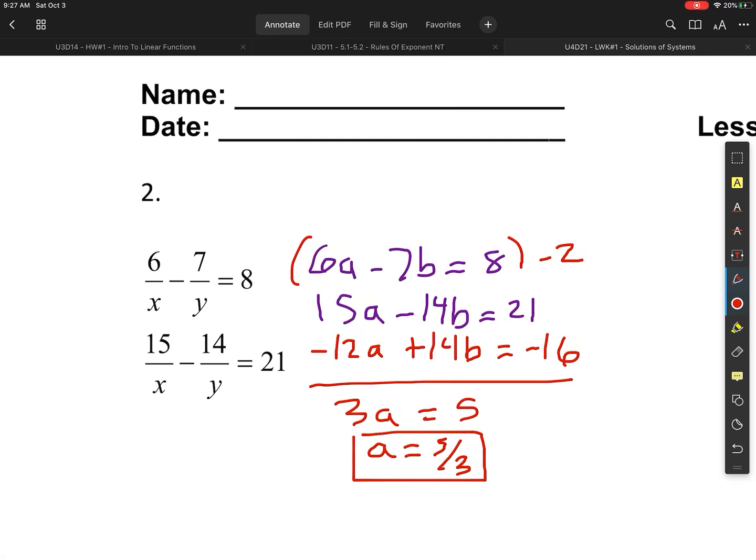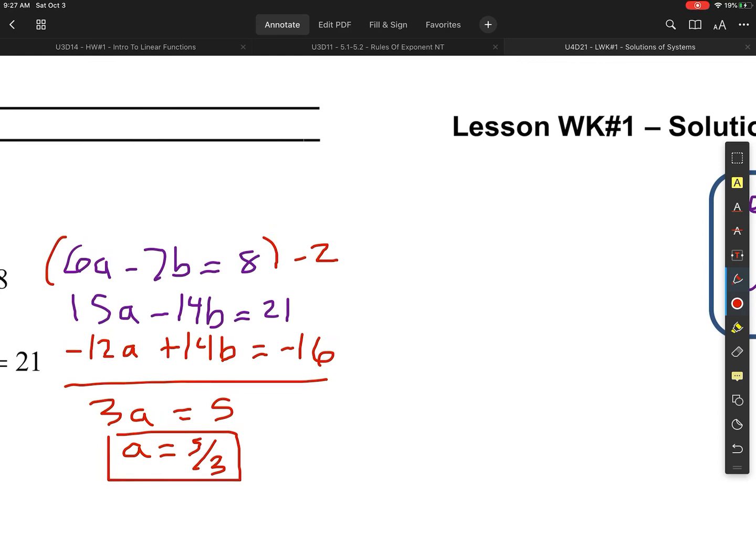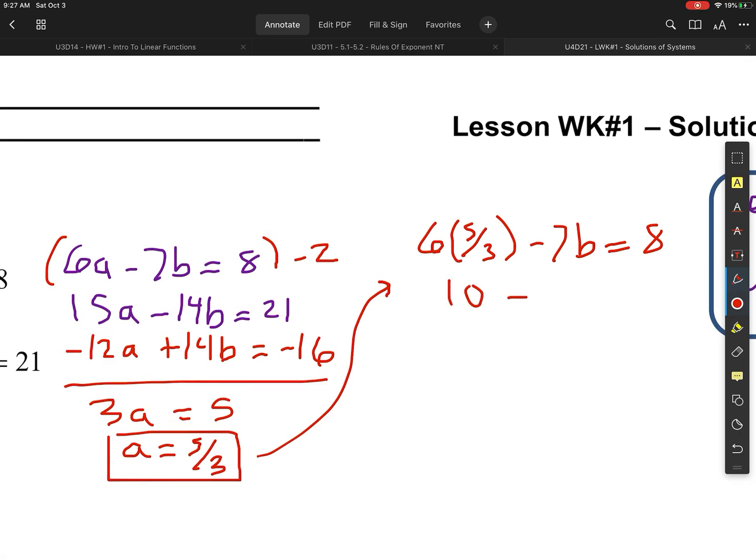Alright, now I got 5/3. That's not a terrible fraction to work with. I can deal with that. So I'm going to plug in. I'm going to do substitution right now. 6 times 5/3 minus 7b equals 8. So that's going to be 10 minus 7b equals 8. Negative 7b equals negative 2. B equals 2 over 7. Not 2 over 2, 2 over 7.